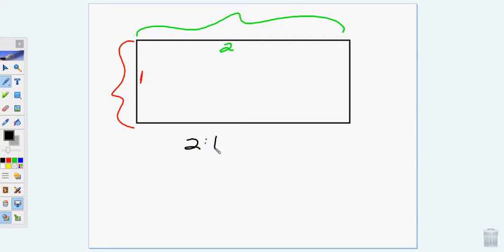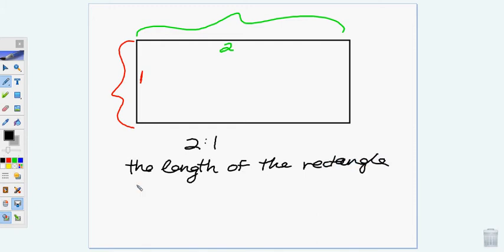And we can say this, right? You'll see it in geometry written as something like the length of the rectangle is twice, or 2 times, the width. And so we do see it that way when we're talking about geometry.